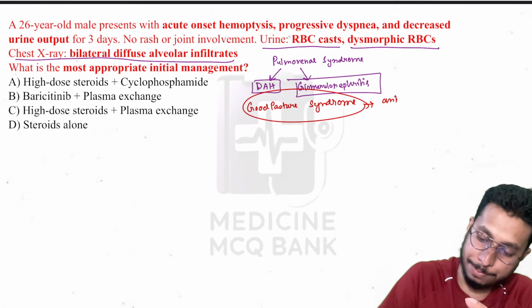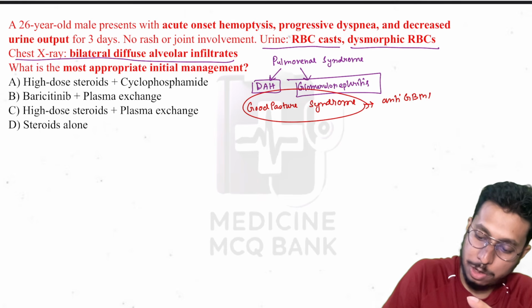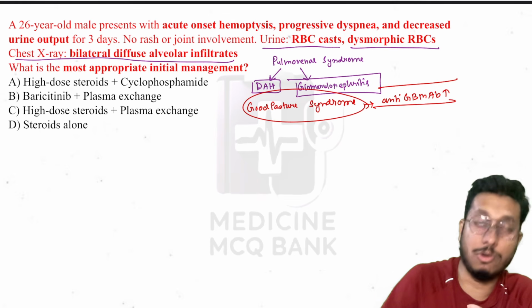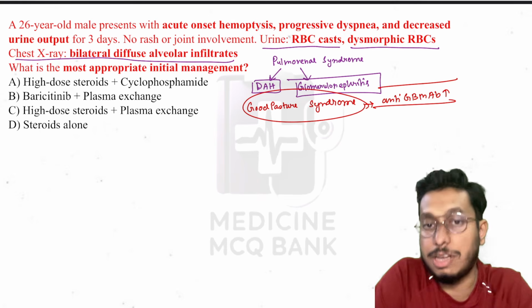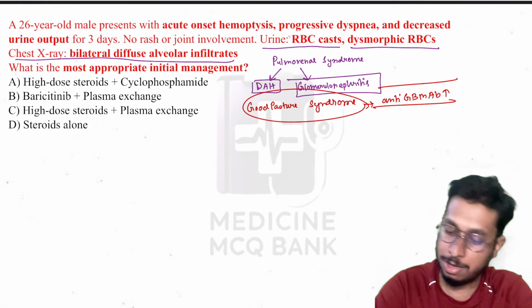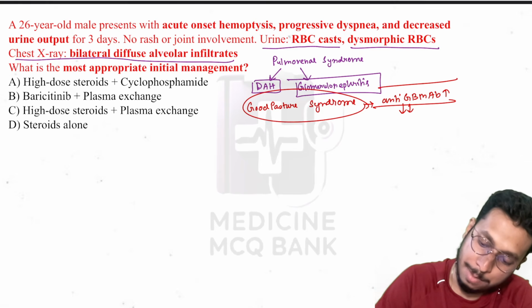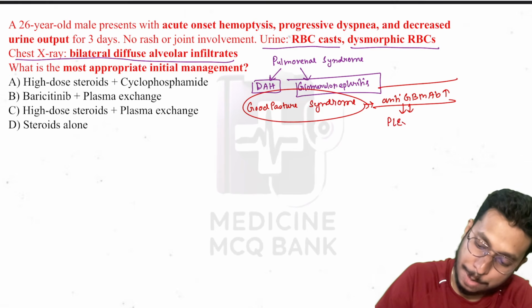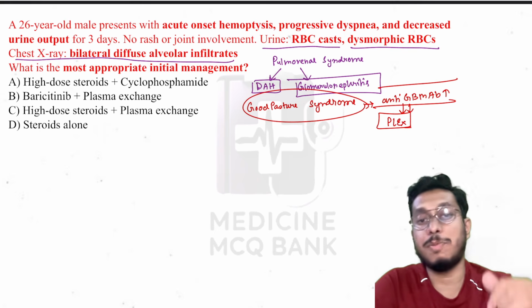So anti-GBM antibody is in excess in circulation, which causes the symptoms. So our main aim is to quickly act on it and remove this anti-GBM antibody. How can you quickly act on it? By plasmapheresis or plex. Okay, plex is the only way to remove them very quickly.